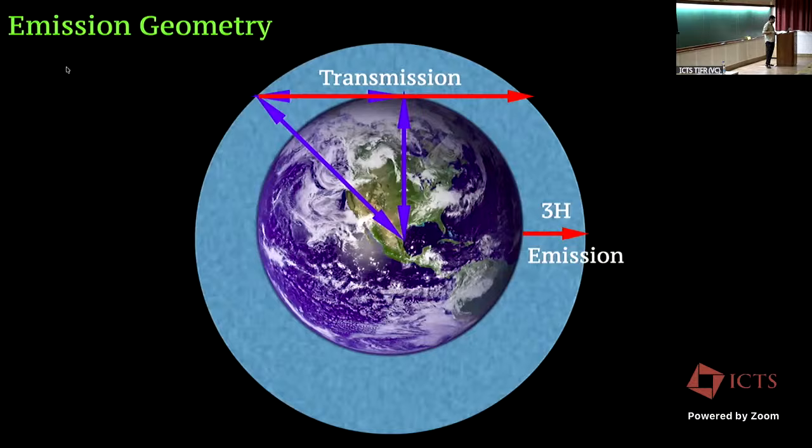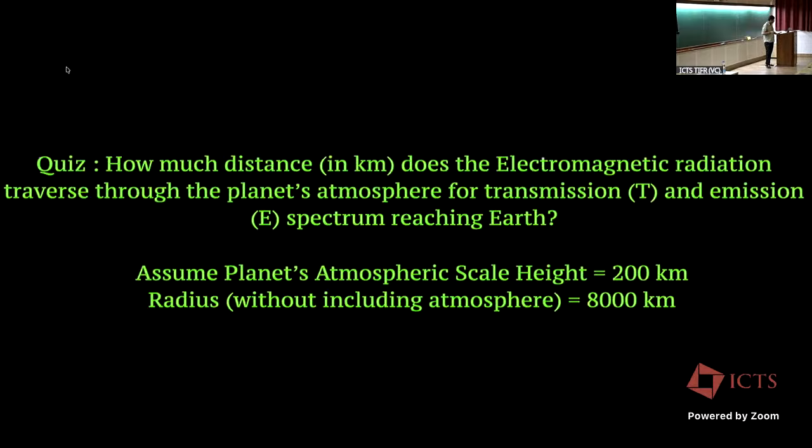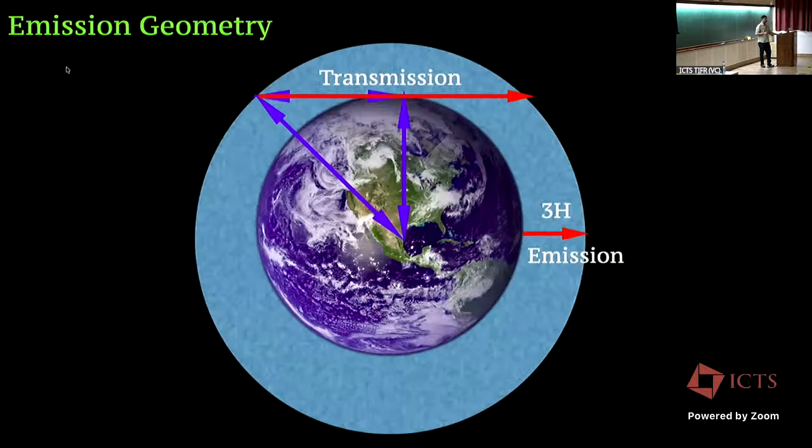So there is one important thing why both the geometries are very helpful. One more quiz. This is a very simple calculation. How much distance in kilometers does the electromagnetic radiation traverse in the planet's atmosphere for transmission and emission spectrum reaching Earth? Meaning, if I want to measure a transmission spectrum of the planet, the radiation will travel this full distance, but in emission it will travel this difference.